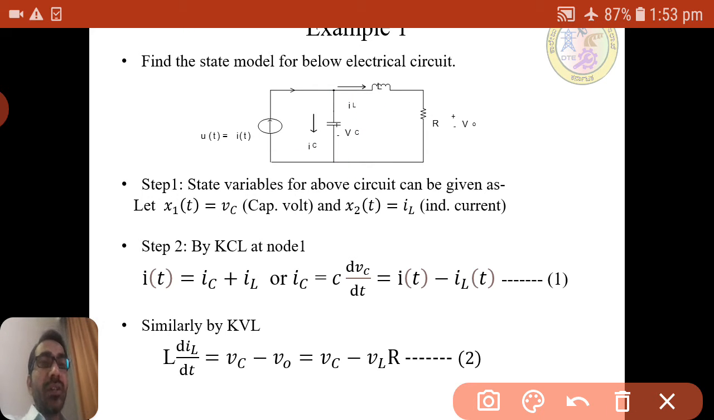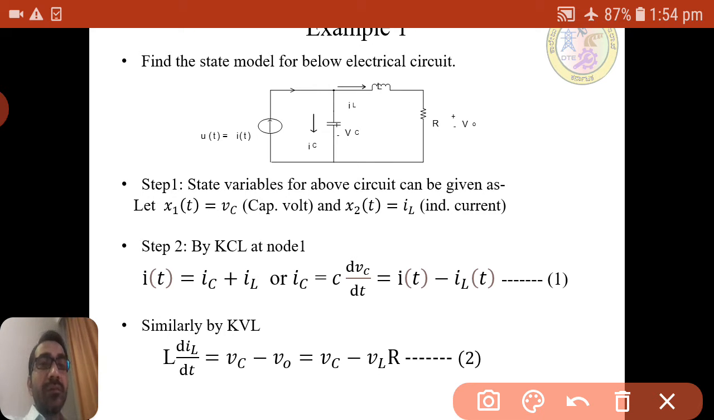So the state variables for the above circuit we can give as x1 of t equal to Vc, that is the capacitor voltage, and x2 of t, the second state variable, as the inductor current, that is IL, the current flowing through the inductor. Now to generate the state equations for x1 of t and x2 of t, we need to apply KCL to get the equation for IL.